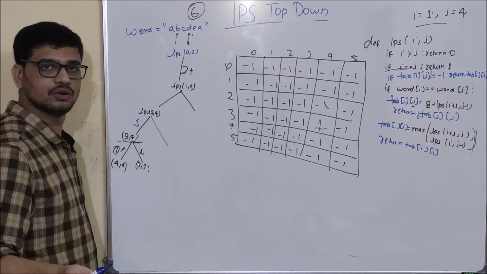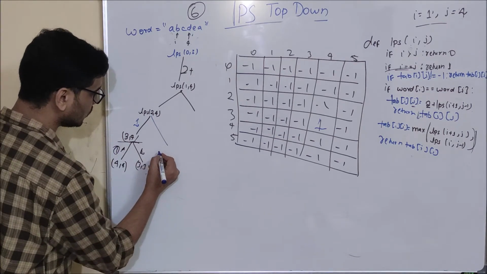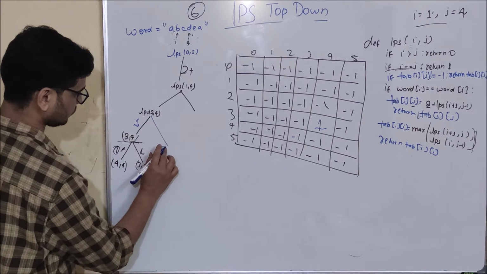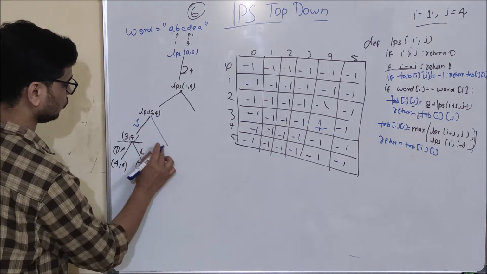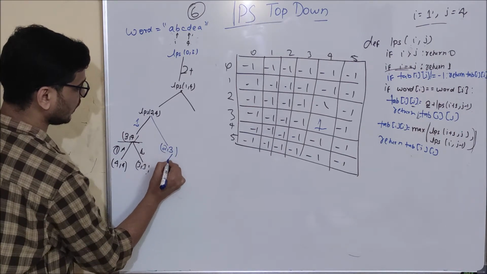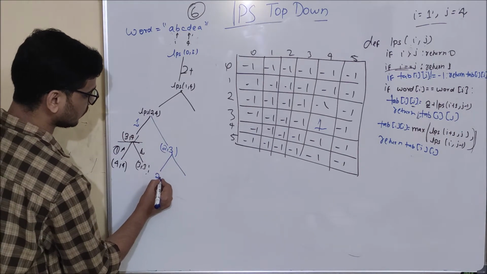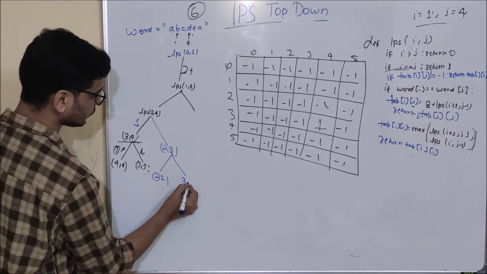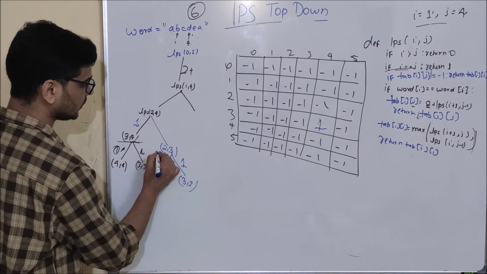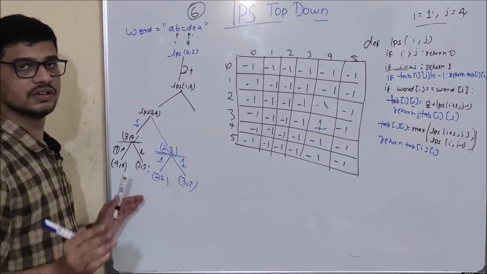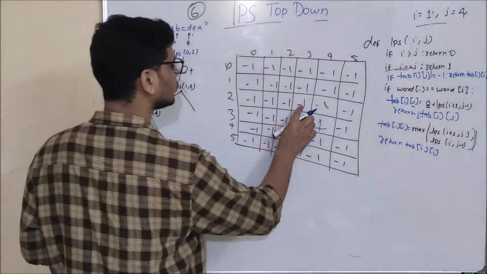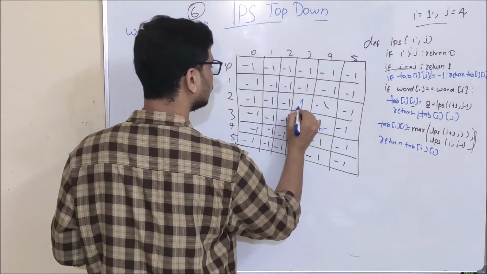And what will 2 comma 4 do? 2 comma 4 is going to call, as the LPS of 2 comma 4 right part, 2 comma 3. And 2 comma 3 will call 2 comma 2 and 3 comma 3. 2 comma 2 will return 1, this will also return 1, and then 2 comma 3 will pick the maximum of these two and update 2 comma 3, that is, it will be updated to 1.